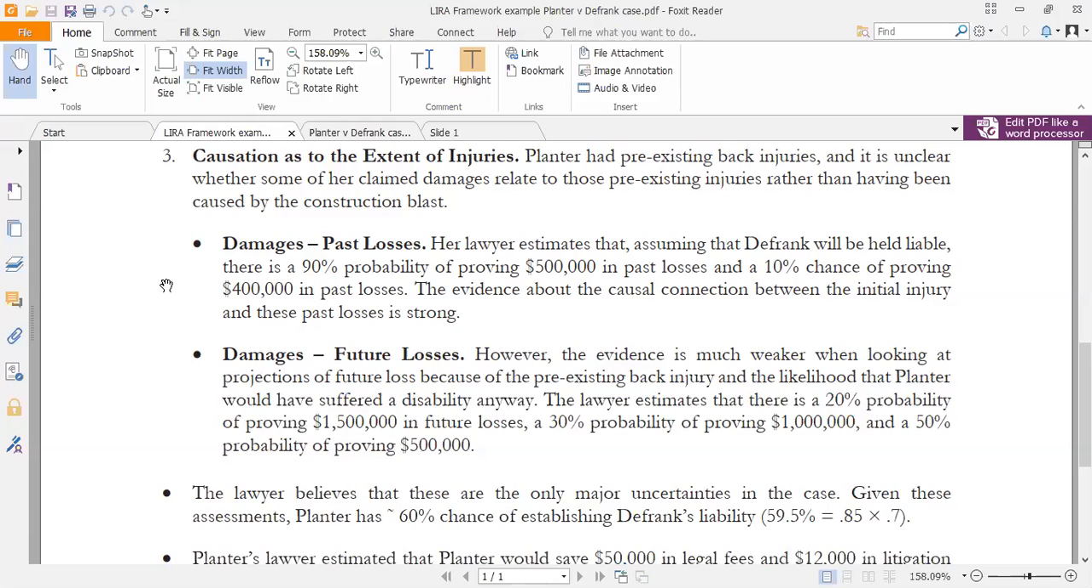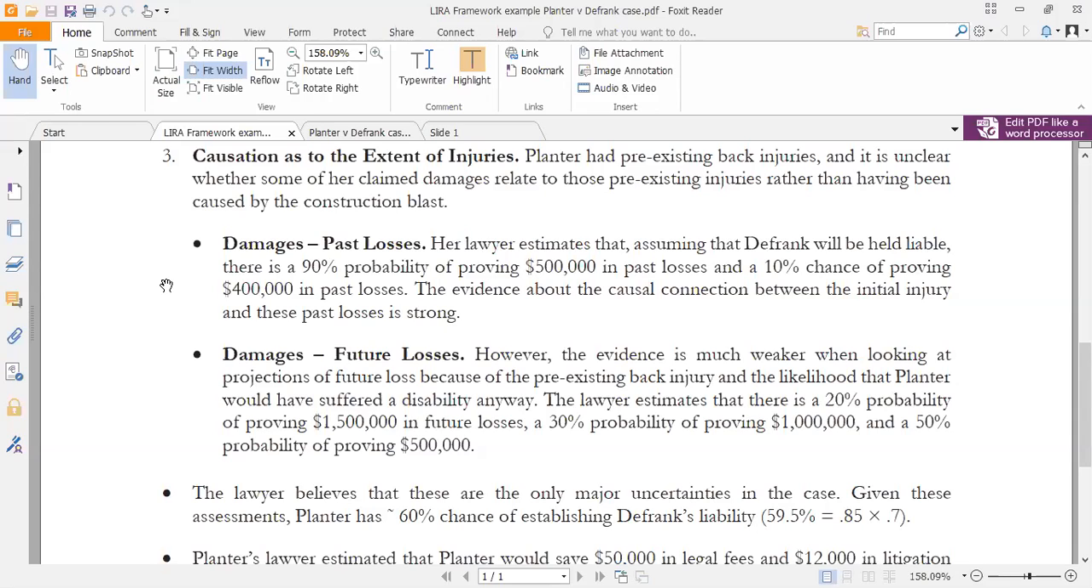And the damages about future losses are much less certain. The evidence is much weaker when looking at the projection of future loss because of the pre-existing back injury and the likelihood that Planter would have suffered a disability anyway. Her lawyer estimates that there's a 20% probability of proving $1.5 million in future losses, a 30% probability of proving $1 million, and a 50% probability of proving $500,000 in losses.